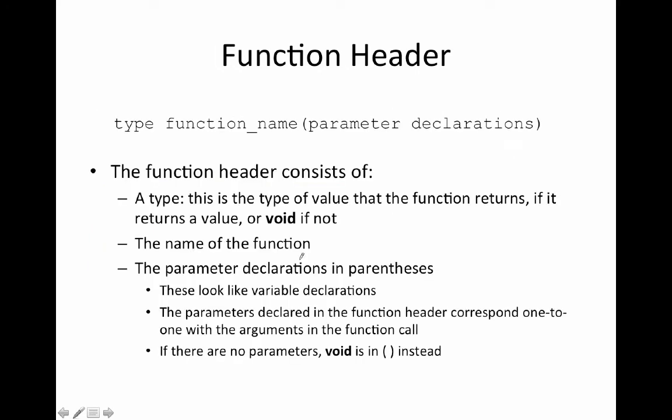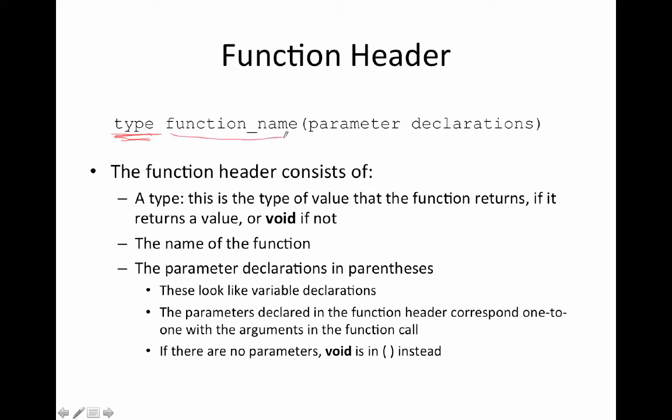So let's take a look at the function header and what you have inside of the function header. The function header starts with a type, which is the type of value that the function returns if it returns a value. And if it doesn't return a value, then you have the word void there instead. So if the function is returning an integer, the type here would be int. If the function is returning a float, the type would be float. And if it's not returning anything, what you'd have there is void.